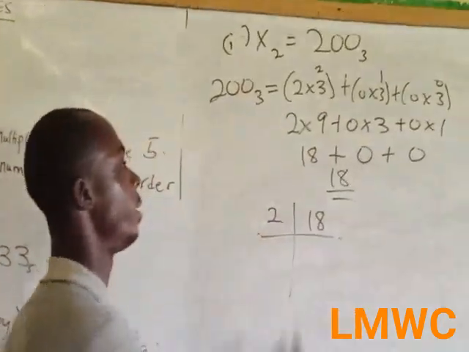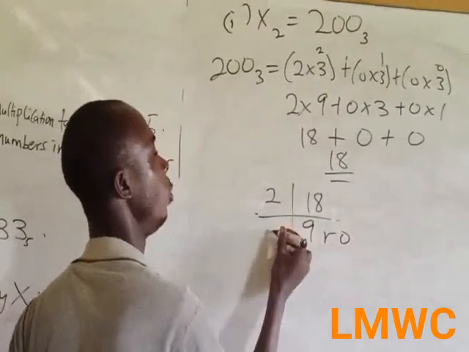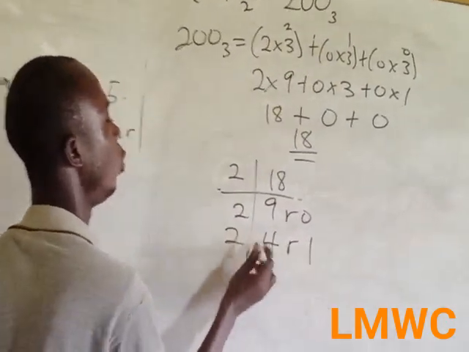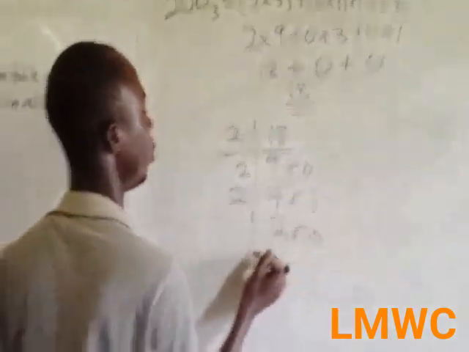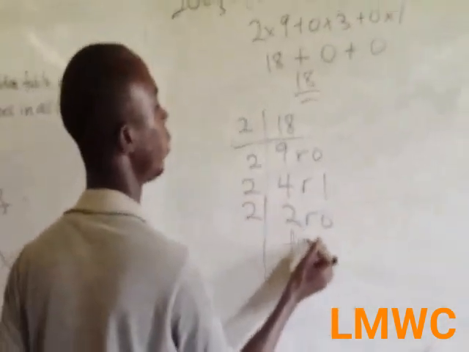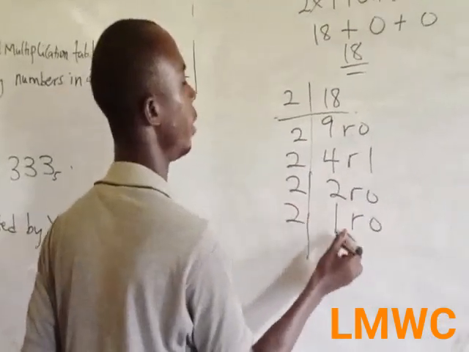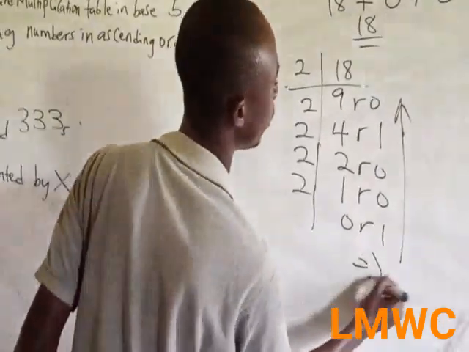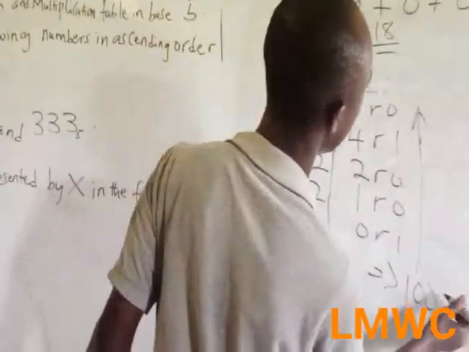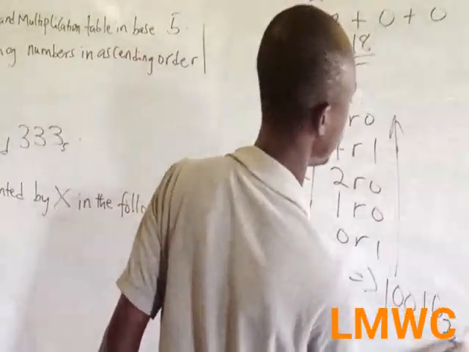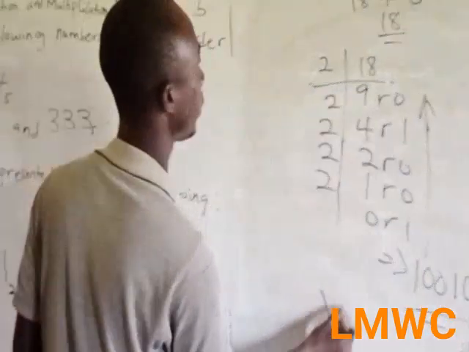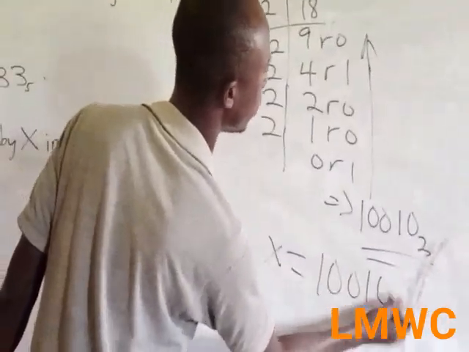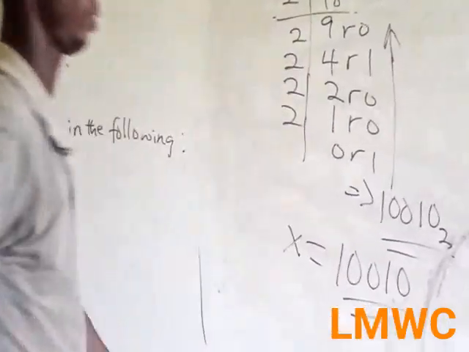2 goes into 18, 9, remainder 0. 2 goes into 9, 4, remainder 1. 2 goes into 4, 2, remainder 0. 2 goes into 2, 1, remainder 0. 2 goes into 1, 0, remainder 1. So our answer is 10010 base 2. So x is 10010. That's our x.